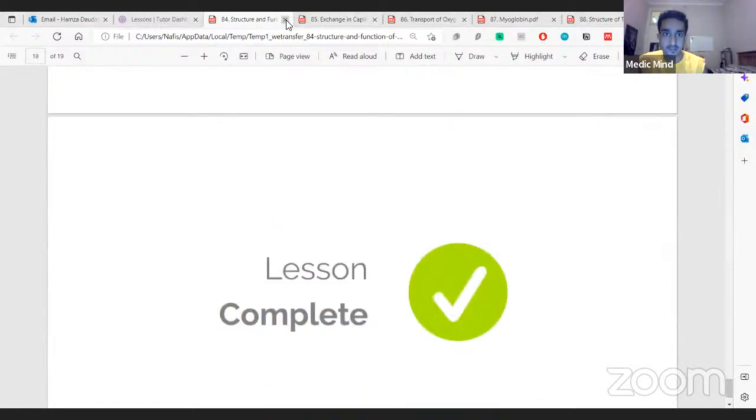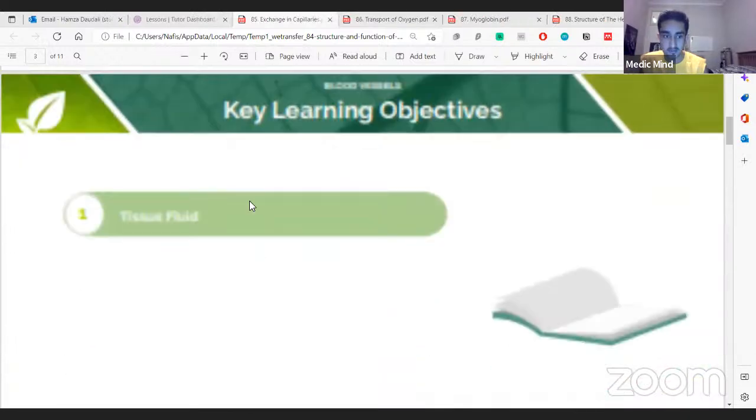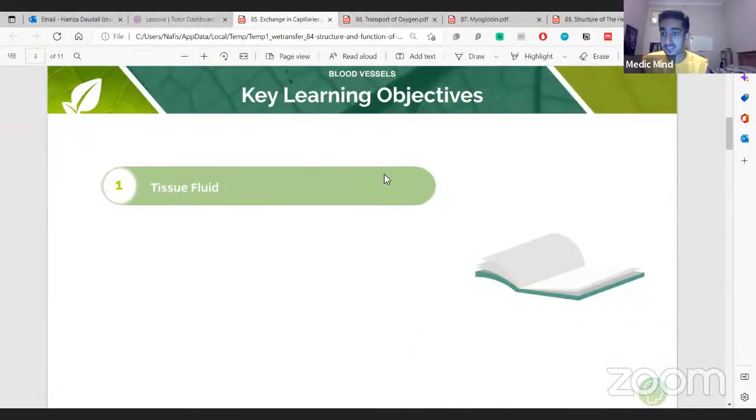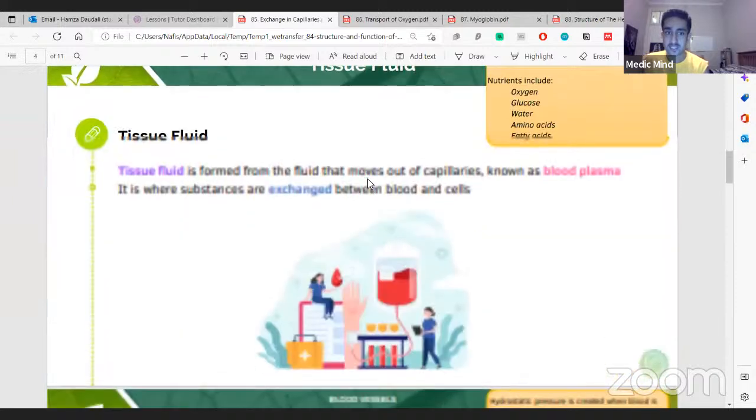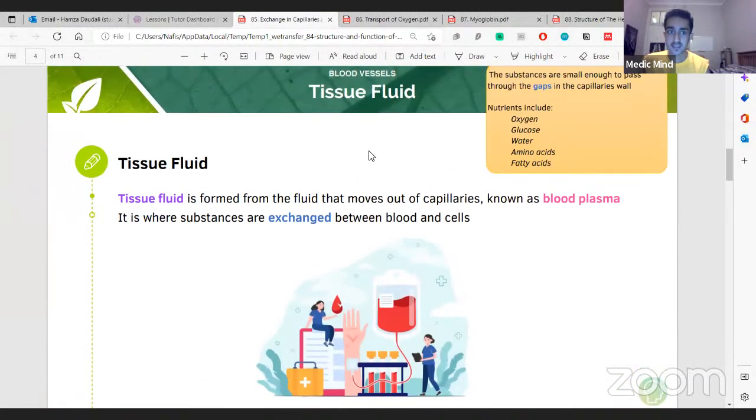Okay, the next thing we're going to talk about is a little bit about the exchange in capillaries. So by this, we're talking about tissue fluid. Basically, not every cell in your body is going to have a capillary right next to it, right? We can imagine that. That's quite logical.